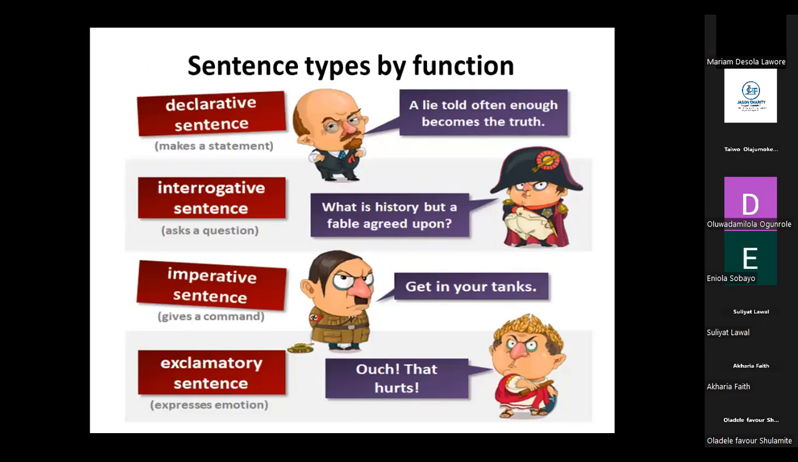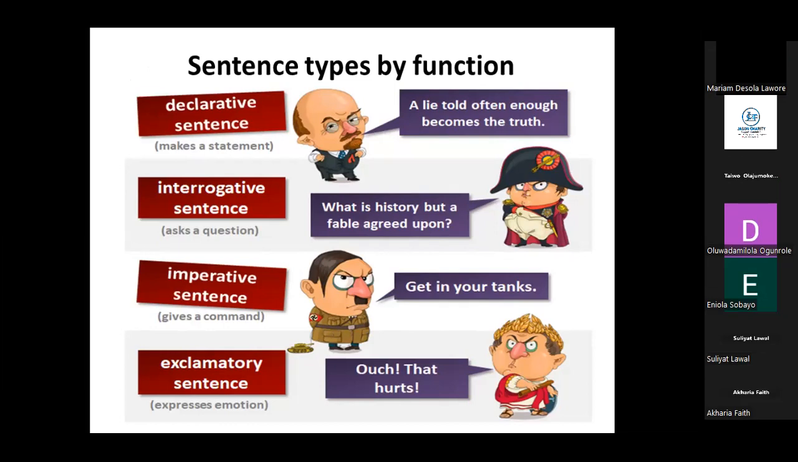Moving on from there quickly, the second part is the sentence type by function. Now, for every expression that we give, they carry out something. They have a responsorial effect on anybody that we have given it out to or somebody that was listening to us. The first type is a declarative sentence. That is when you use a sentence to make a statement.